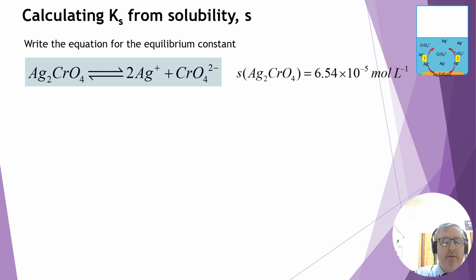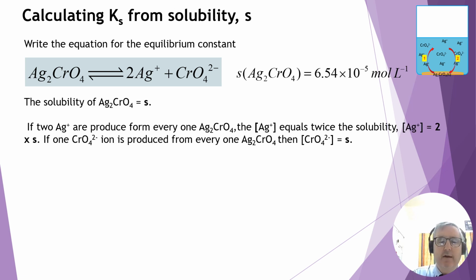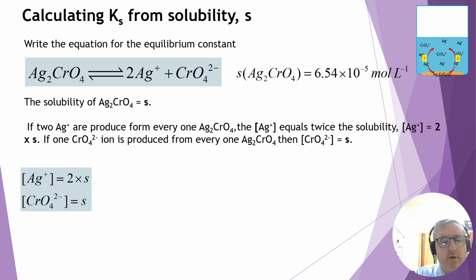Now that makes this a wee bit different, because if I know the solubility of silver chromate, I can see that there's twice as many silver ions as the silver chromate that dissolved. So if the silver chromate equals S, the solubility, the silver ions equal 2S. If the silver chromate equals S solubility, the chromate ions equal S. So I can place that down here. So notice that the algebra is going to be a wee bit different this time.